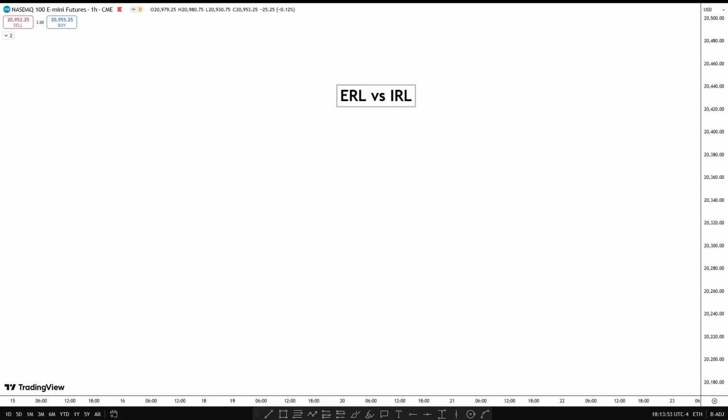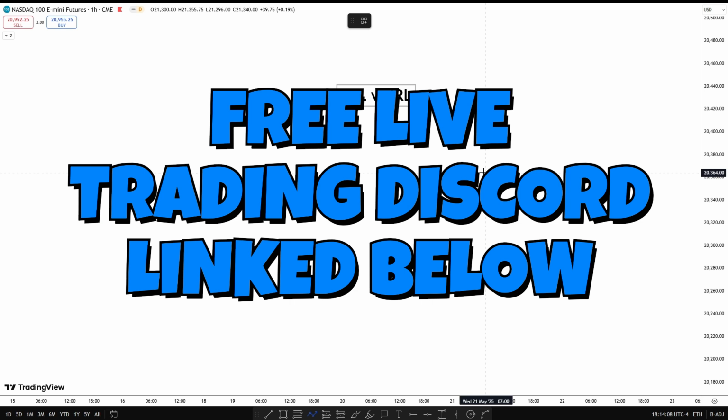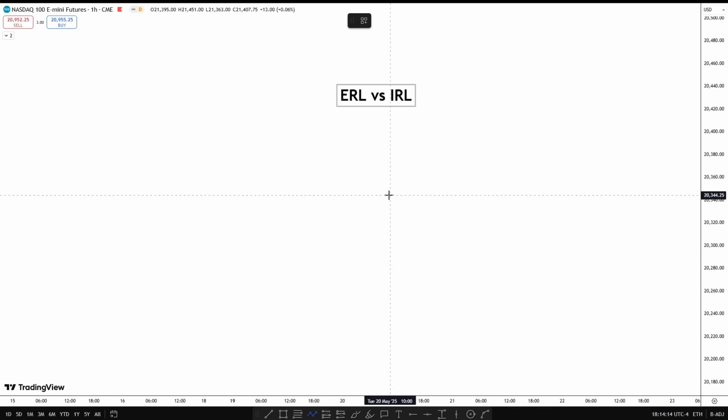Okay, so for today's video, I'm going to be covering external range liquidity versus internal range liquidity. Now, hopping straight into this, it's a concept that I use a lot of the time, most days. It's a very algorithmic, basic structure that tends to form a lot of the time in the markets. I personally use this for the lower time frames. However, you can use this on the higher time frames as well. It can give you a good judgment of where the draw on liquidity might be for the day.